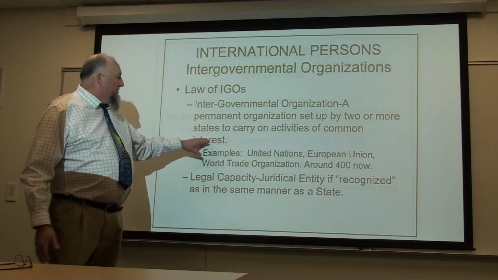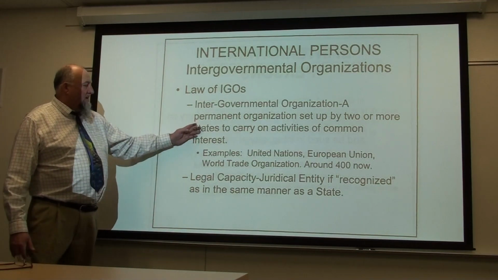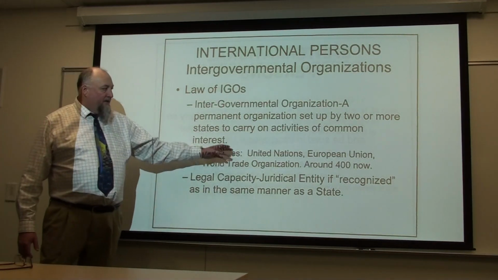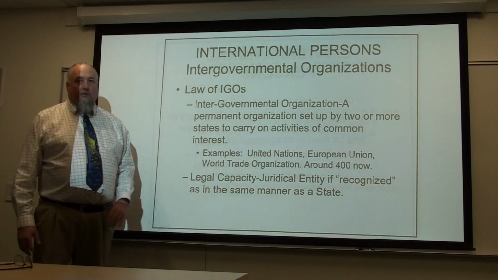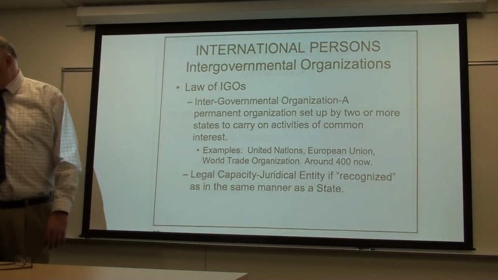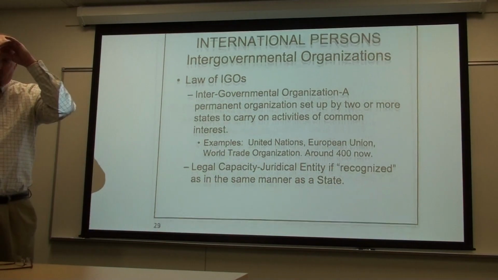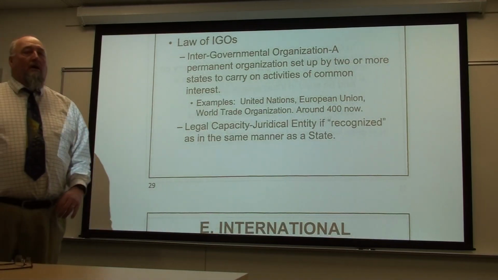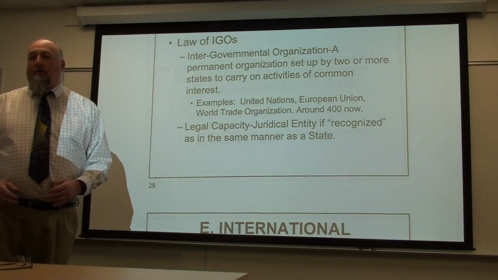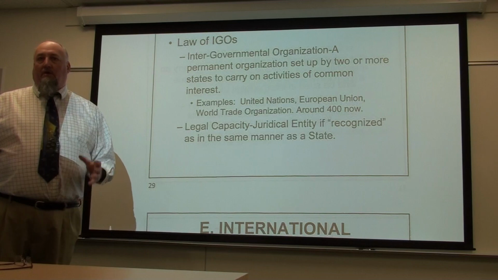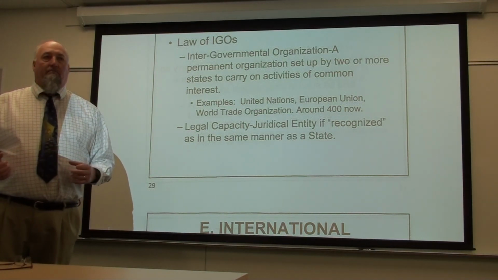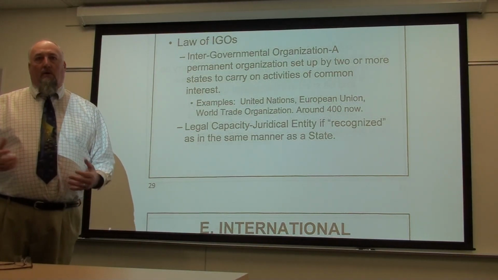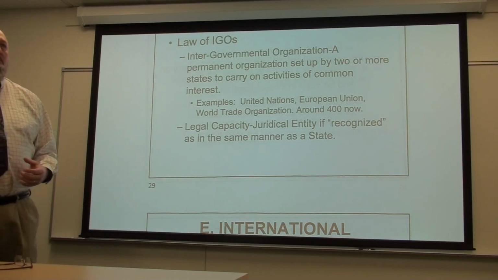A permanent organization by two or more states to carry on activities of common interest. So United Nations, European Union, World Trade Organization, there are about 400 IGOs. Some are big, some are small. Some are very specific for their purpose. Some are regionally related based on trade or commodities.